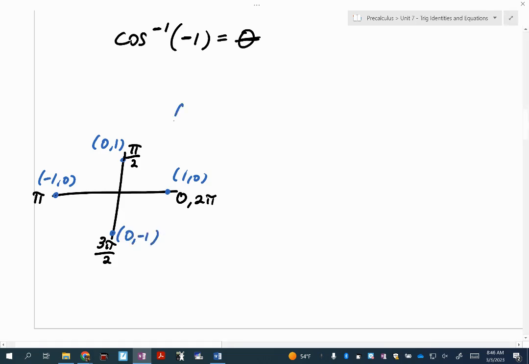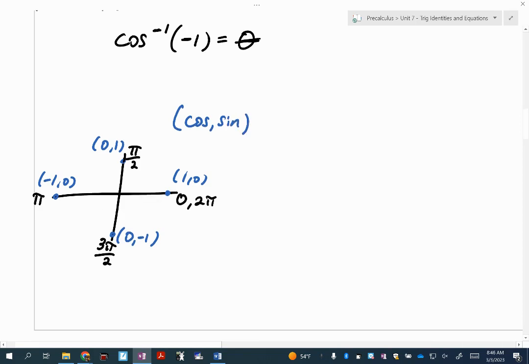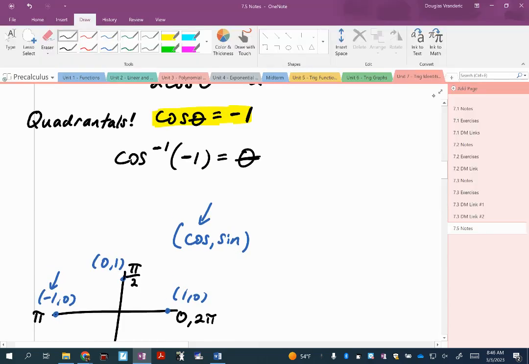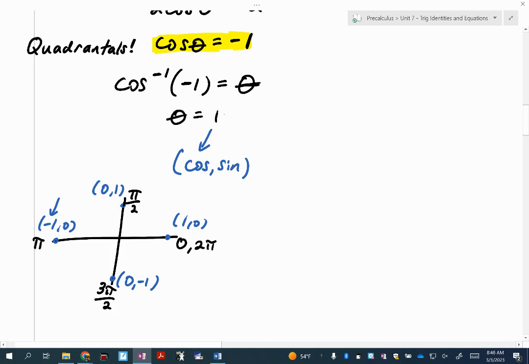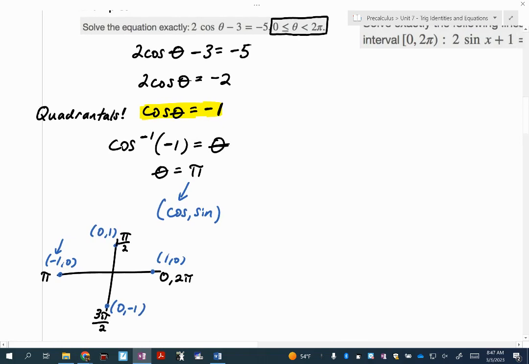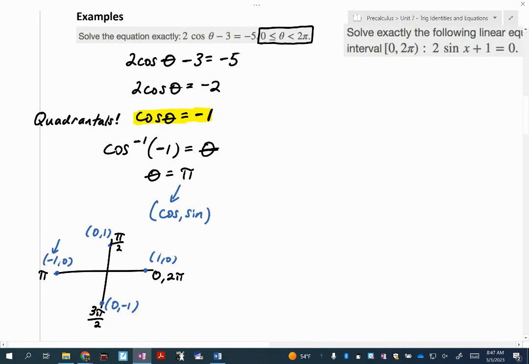Okay? Don't forget, this is going to be cosine. This is going to be sine. So we're looking where is cosine -1. So the only place where the x-coordinate is -1 is at pi. So our solution, based on the quadrantals for theta, is going to be pi. And we don't have to put plus or minus 2 pi k because it tells us, like I mentioned here, that theta is between 0 and 2 pi. So that's why the answer is just pi.